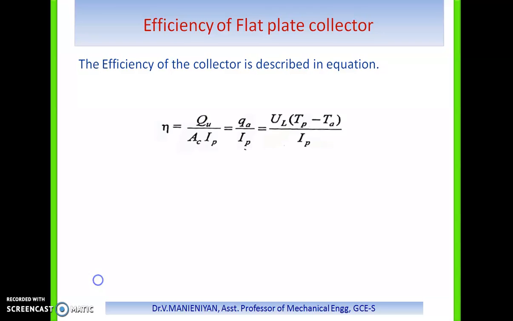The instantaneous thermal efficiency of the flat plate collector is given by the equation: efficiency equals Qu divided by Ac times Ip, where Qu is the useful heat gain, Ac is the collector area and Ip is the intensity of radiation. Likewise, the overall thermal efficiency coefficient of the flat plate collector is given by a ratio, which can be rewritten like this.